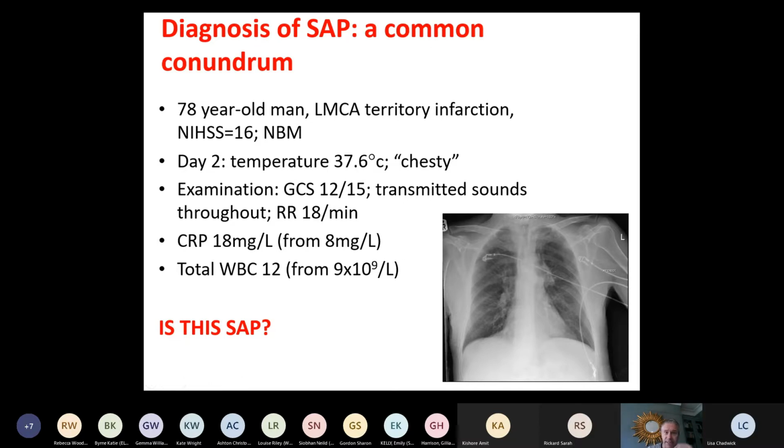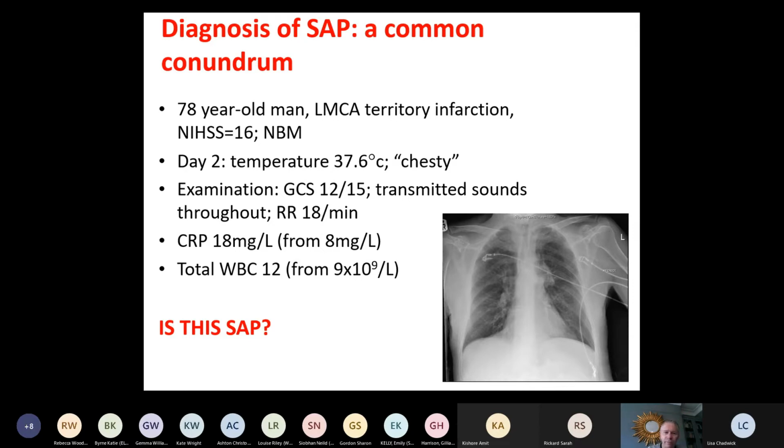On examination, his GCS is 12, which is probably concordant with the stroke syndrome. There isn't really very much to listen to when the chest is auscultated. There's just a lot of transmitted sounds, and the respiratory rate is elevated, but it's only 18 per minute. When the blood tests were checked, the C-reactive protein, which is a measure of inflammation in the blood, has more than doubled, but it still remains at a fairly low concentration. Likewise, the total white blood count has increased marginally as well.